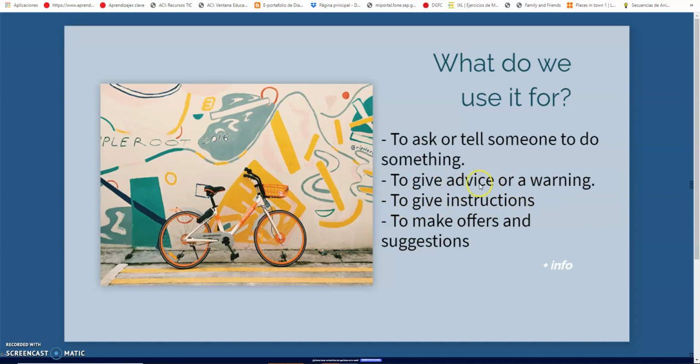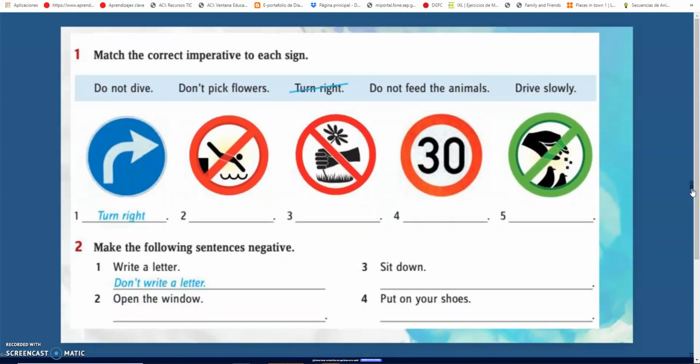Precisamente por eso estamos viendo este tema, porque el tema de la unidad 1 que vamos a ver es acerca de cómo dar instrucciones en caso de alguna emergencia. We have to learn how to give instructions in case we have an emergency at home or wherever you are. And the last one is to make offers and suggestions. Es para ofrecerle a alguien algo o para darle una sugerencia. Okay? So these are the 4 uses of commands. Very good. Let's go and do the first exercises.